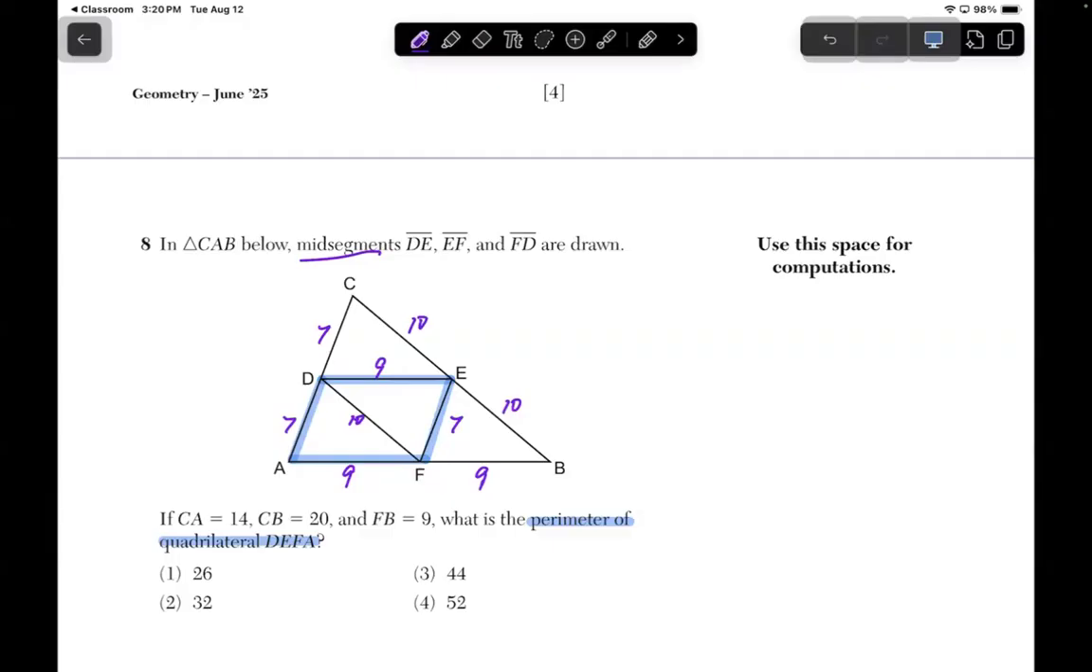So what's the perimeter of this thing? It's going to be 7 plus 9 plus 7 plus 9. 32. I didn't think that one was too bad.